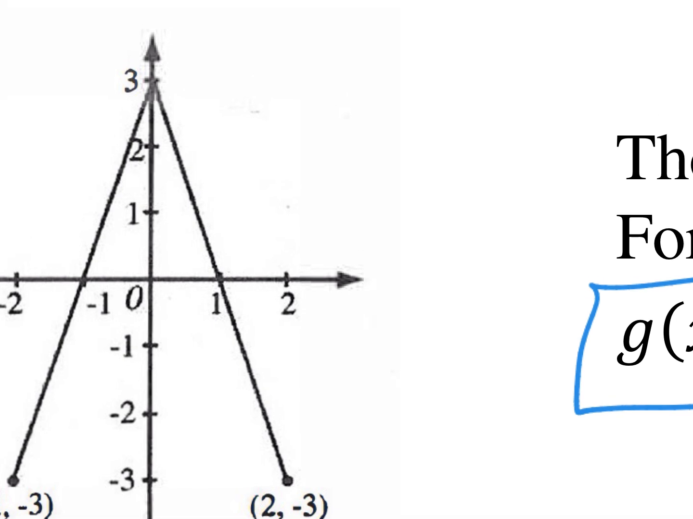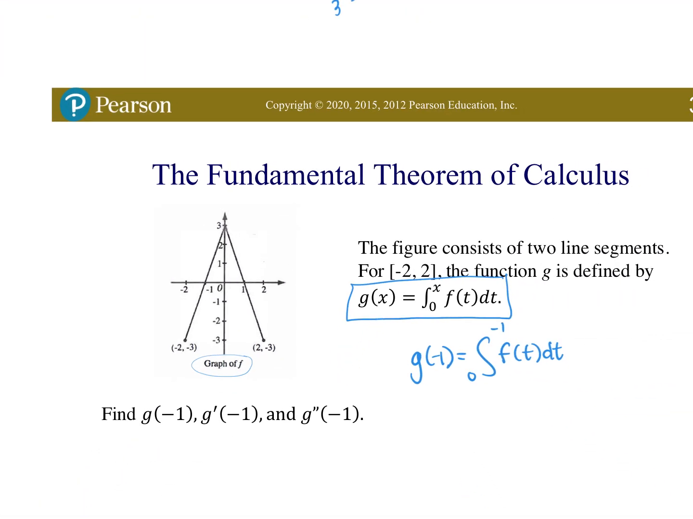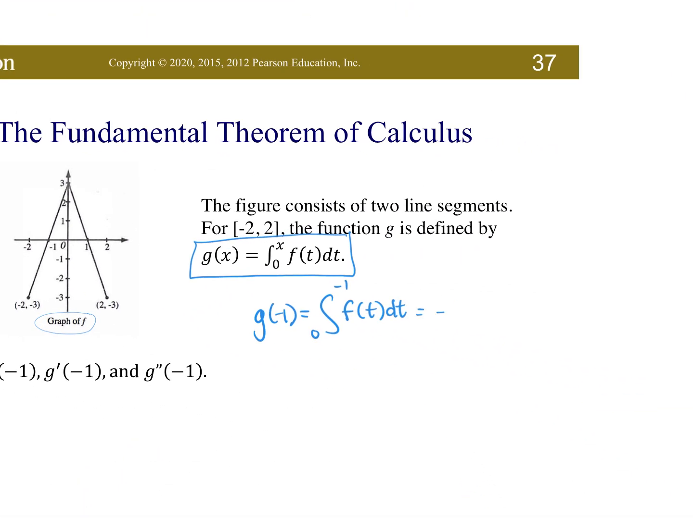As you look at the area from 0 to negative 1, what shape do you see? A triangle. But to Tyler's point, we're going backwards. And so the answer for that should be a negative number. So it is going to be negative 1/2 base times height. And the base is 1 and the height is 3. So the answer is negative 3/2.